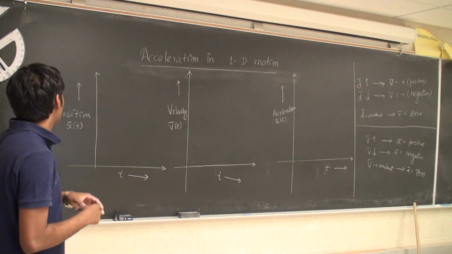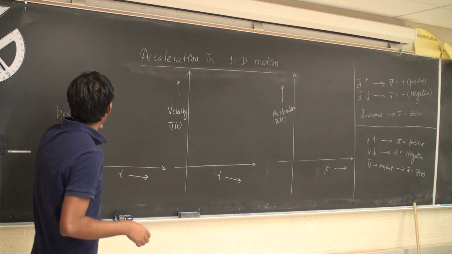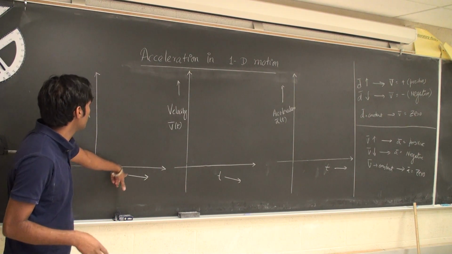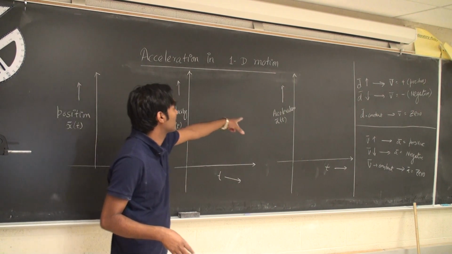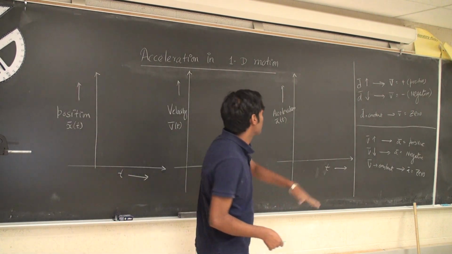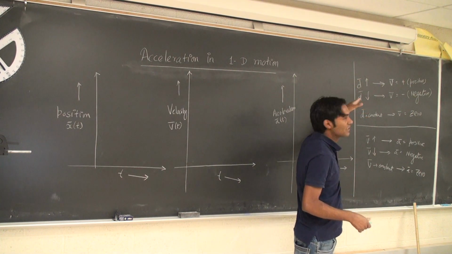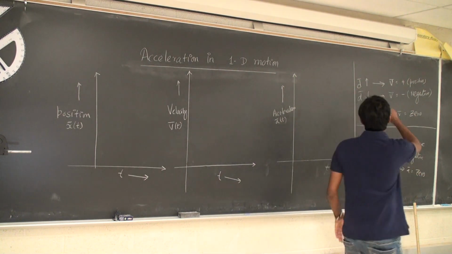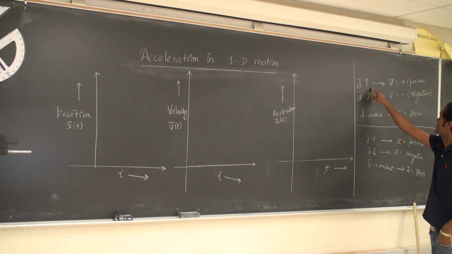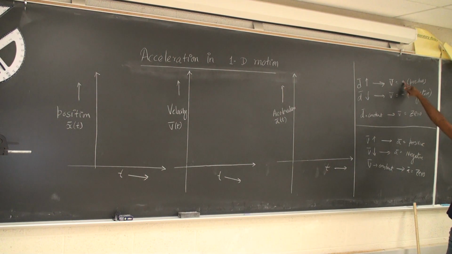Okay. So in this lab, we are going to discuss the position versus time graph, velocity versus time graph, and acceleration versus time graph. I have written something right here. This part was already discussed in our last lab. When the displacement increases, velocity is positive. When displacement decreases, velocity is negative. And when displacement remains constant over time, then velocity is zero.